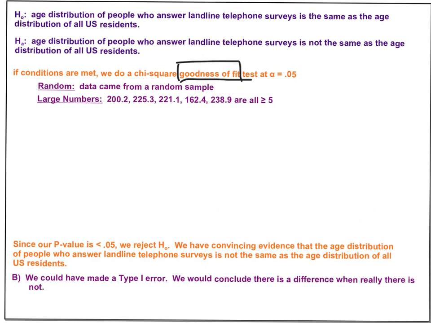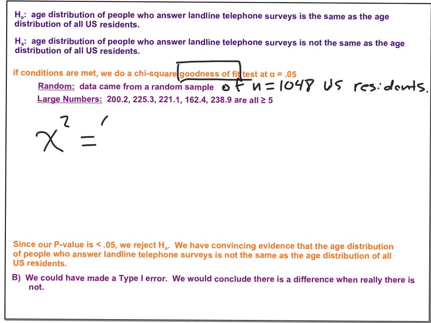The data came from a random sample of 1,048 U.S. residents. There I listed off all the expected counts. Okay? Notice they're all at least 5. Don't call that the normal. That would be our large numbers.